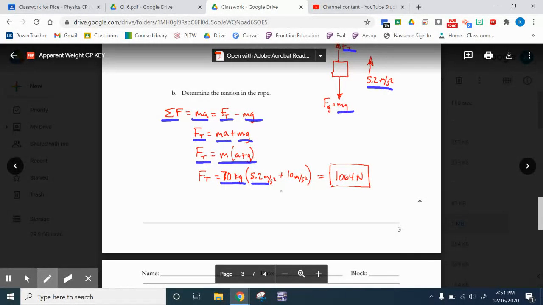70 kilograms is the mass, 5.2 meters per second squared up, so positive, is the acceleration, and g is 10 meters per second squared. So we end up with a tension force of 1,064 newtons. It's a 700 Newton box. We needed some more tension to produce that upwards acceleration, so that makes sense.